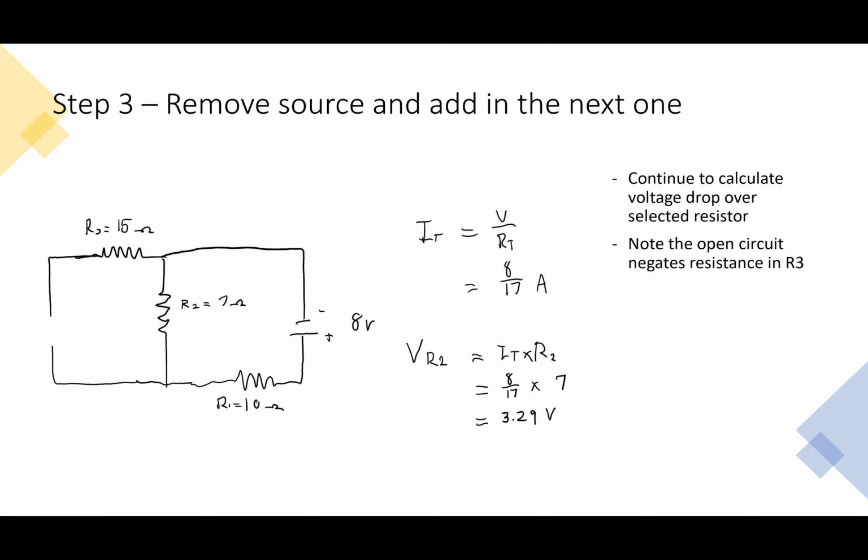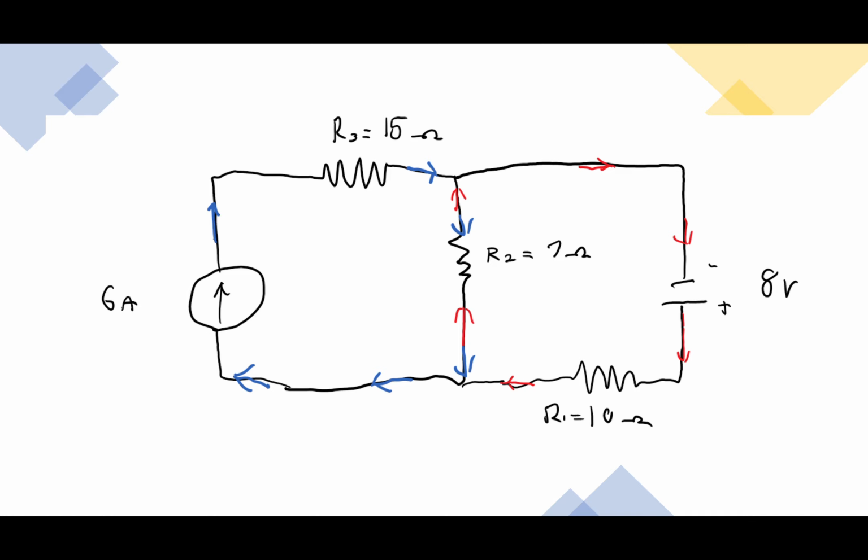So, looking here, I want you to note that the open circuit around R3 negates any effect it has on the total resistance. Then, using some simple calculations, we're just going to discover that VR2 is equal to 3.29 volts. I also want you to note here that the current flow from the voltage source and the current source are actually opposing. So, we're going to have to take note of that in our final summation of our values.